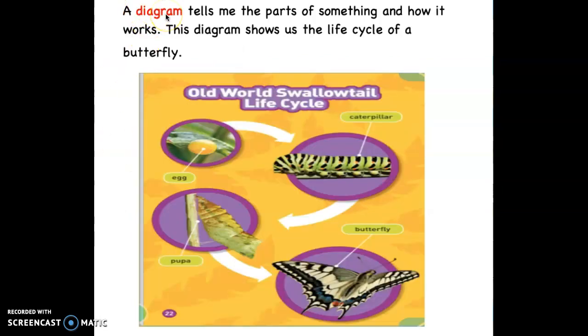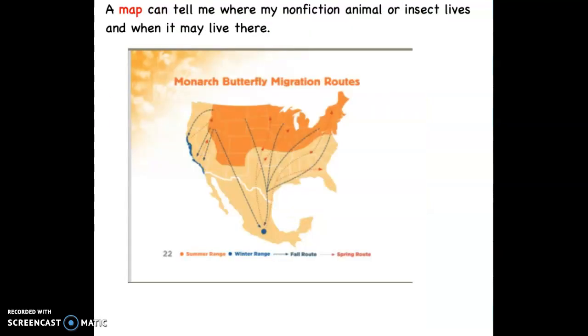A diagram is also in a nonfiction book, and a diagram tells me the parts of something and how it works. This diagram shows us the life cycle of a butterfly. So here it starts with the egg, and it tells us all the different parts and the cycles with the arrows, and how this life cycle is. Also, your nonfiction book may have a map, and a map can tell me where my nonfiction animal or insect lives and when it may live there. See all the different arrows?